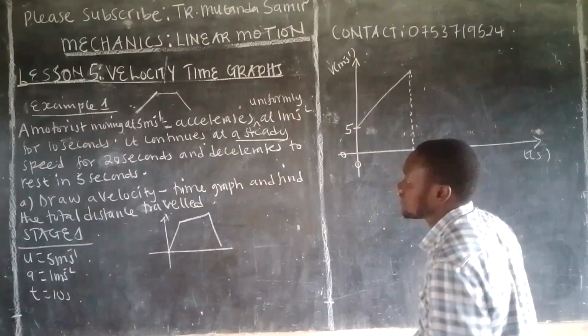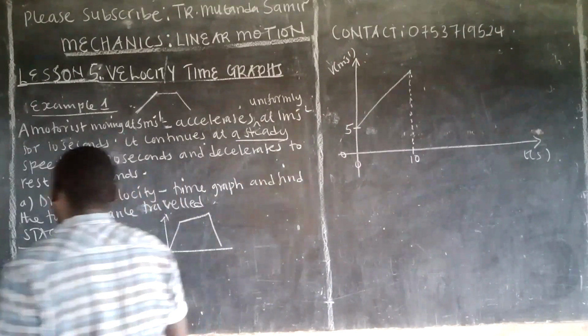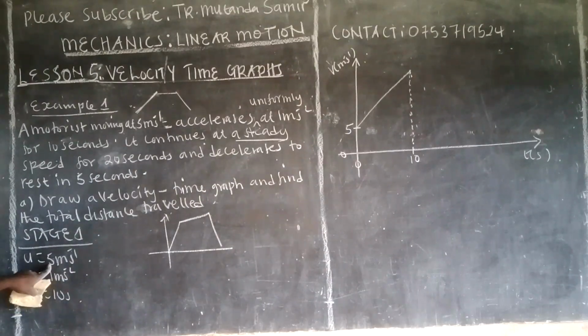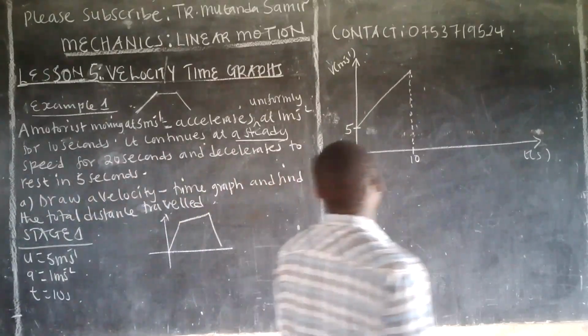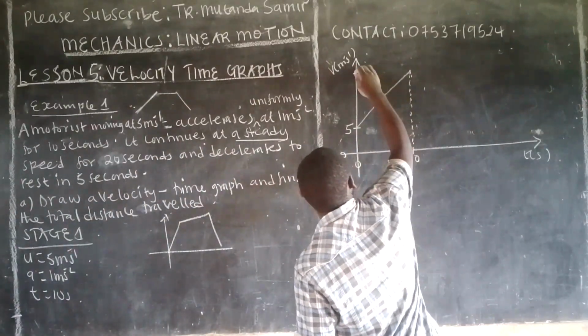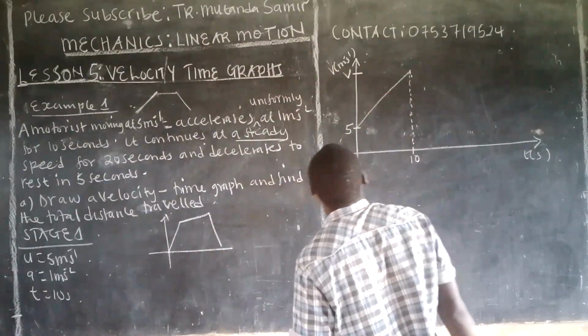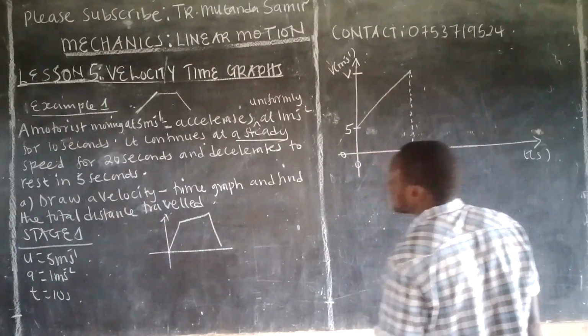Okay, good. Now let's proceed. We are done with that. So my emphasis was at this point. It is not starting from 0. They are saying for 10 seconds, yes. It continues at a steady speed for 20 seconds. So that means where it has reached at this level, it is now at its final velocity, and it continues with that velocity for 20 seconds.